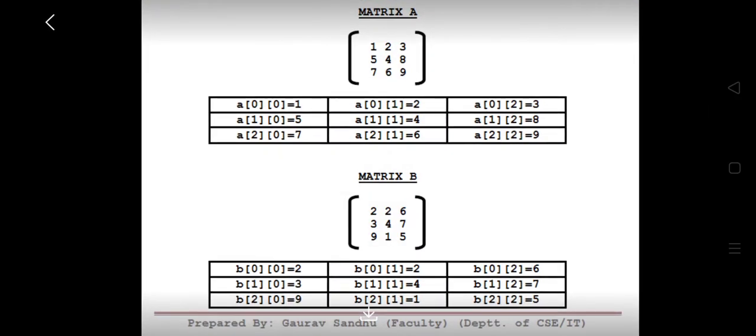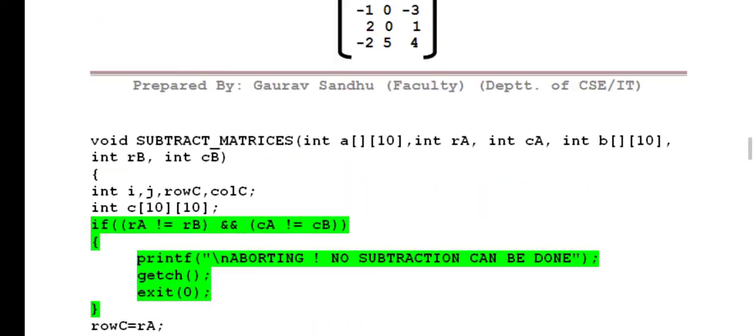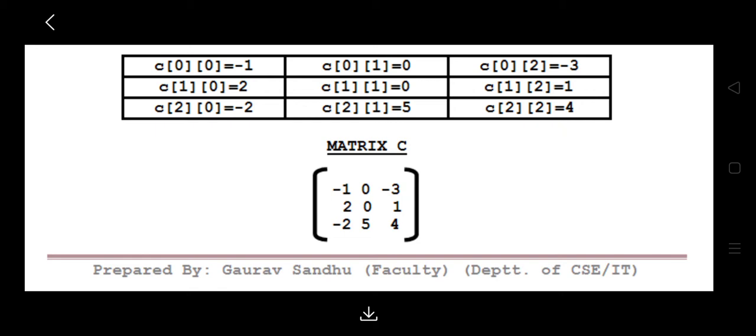Again, the question says that two matrices are given to you. Perform the subtraction and store the result in the third matrix. This matrix A and matrix B are the same as those we have seen earlier. This is the third matrix. After subtraction of the contents of matrices A and B, the result is stored in the third matrix called C.